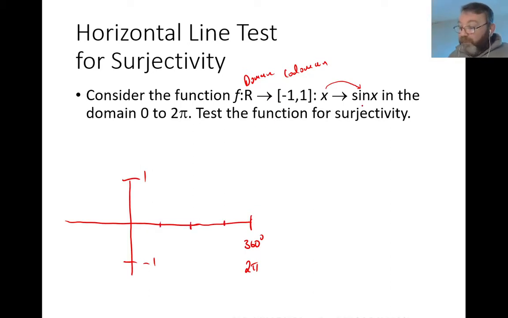And here's what happens with sine. Sine starts there, peaks, goes back, drops, and goes like that. So you get a sine wave, which is like this.